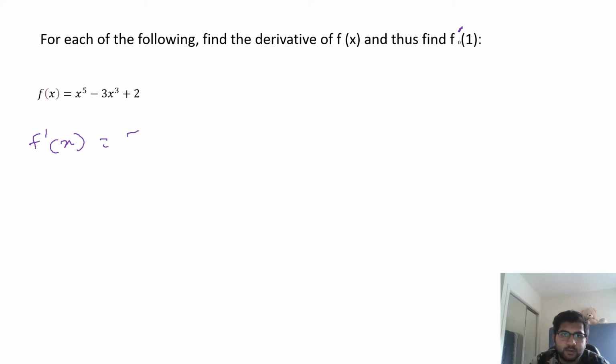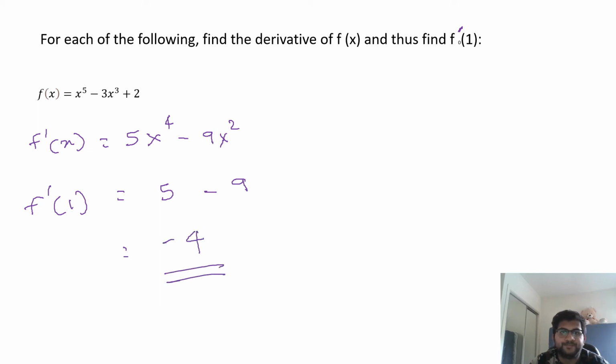Okay, so let's differentiate that. So we take the power to the front and minus 1 from the power. 3 times 3 is 9, minus 1 from the power. And okay, so this is the 1. So we can plug in 1 to the equation. So x to the power 4 is, well, 1 to the power 4 is 1, minus 1 to the power squared is 1. So 5 minus 9 is negative 4. That's the answer for that.